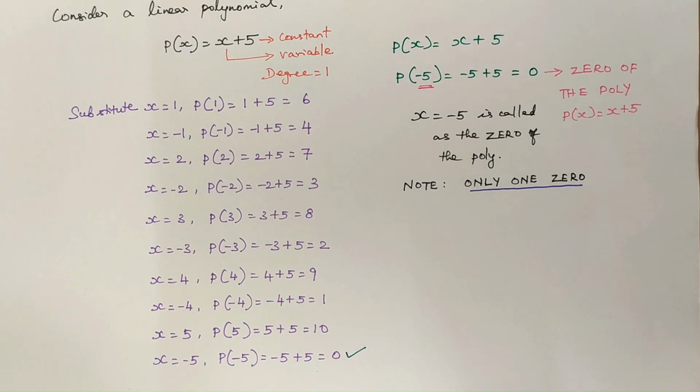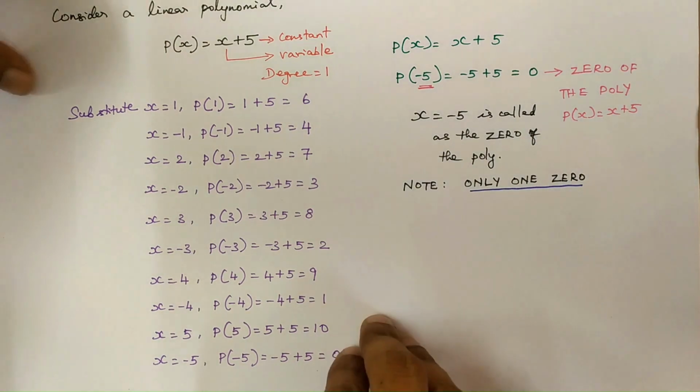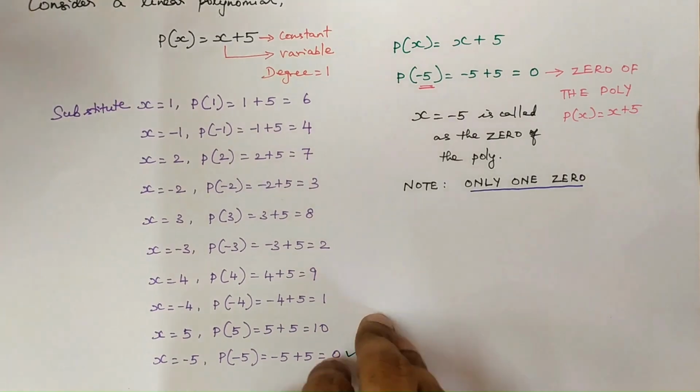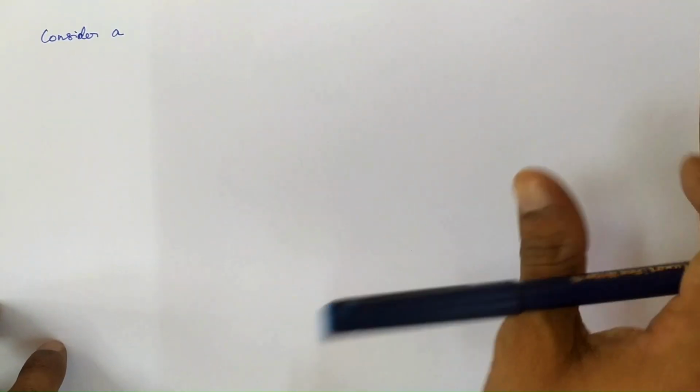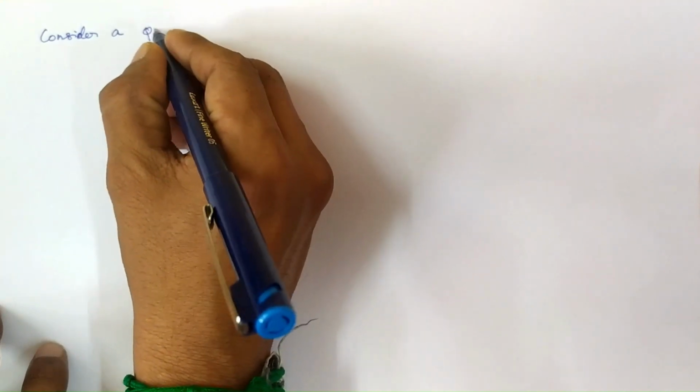Okay, so let us consider one more example. Now we will consider a quadratic polynomial.